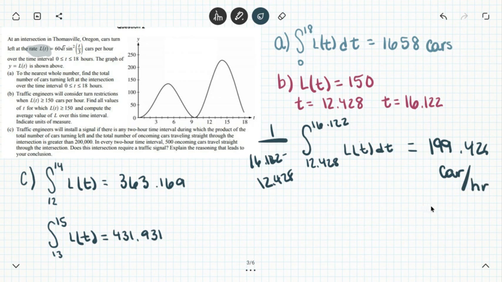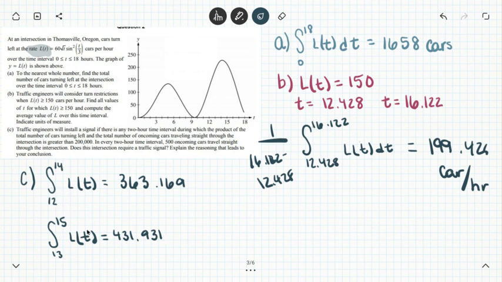So there's B part. In C part, it wants to know if there's any 2-hour period that goes above 400 cars. So I know that I'm looking at these values here. Between these two values here is the greatest amount. So I went, okay, well, what about 12 to 14? If I do 12 to 14 and I integrate it, it's not greater than 400. So I went 13 to 15. You can choose any values. You could do 12.428 to the next 2 hours, so 14.428. Just make it simple for yourself. You get points for just knowing to make these two numbers 2 apart.